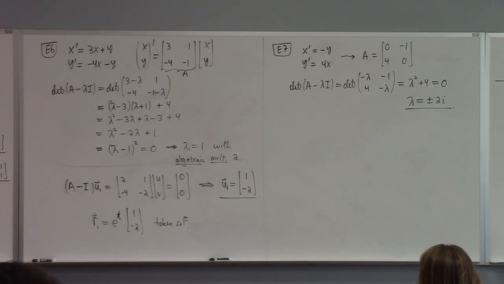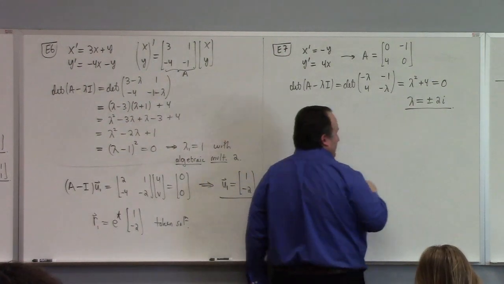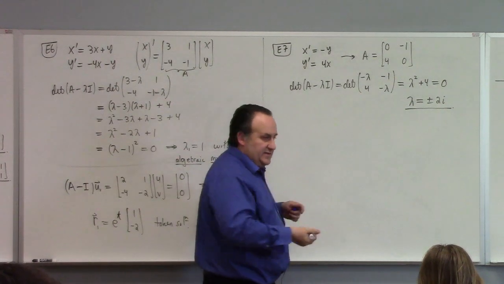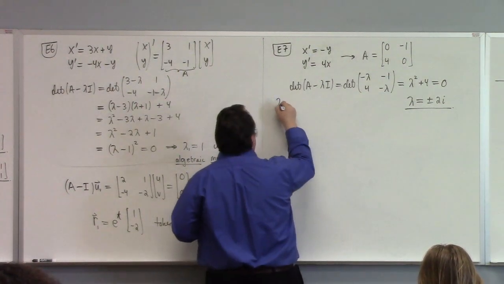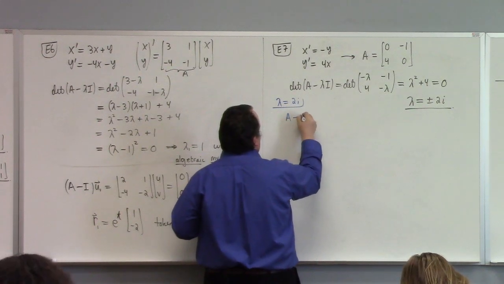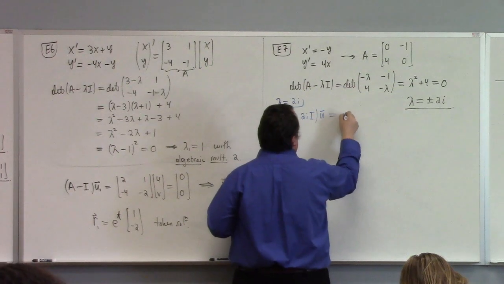I mean, we're going to have to do some complex arithmetic, all right? So let's do it. And remember how complex stuff worked before? Did we have to do the plus and the minus? Remember, just one was enough. So let's pick the plus. Let's look at lambda equals 2i, and let's try to solve (A - 2iI)u = 0.